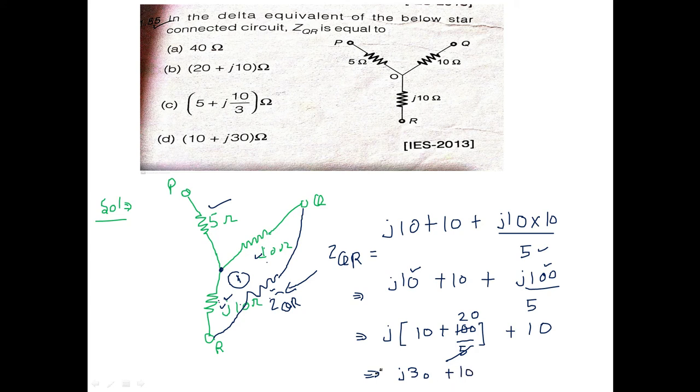So the answer is 10 plus Z30, that is option number D. Option D is the correct answer for this sort of problem that arose in IES 2013. So this is the required answer for this particular problem, that is 10 plus Z30 or Z30 plus 10.